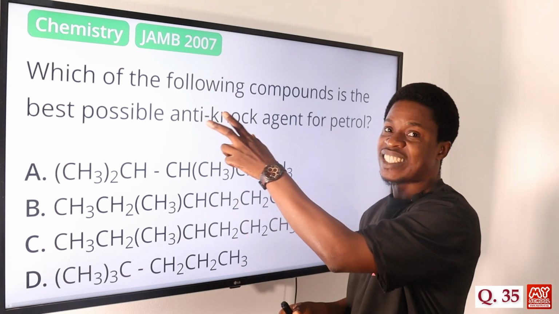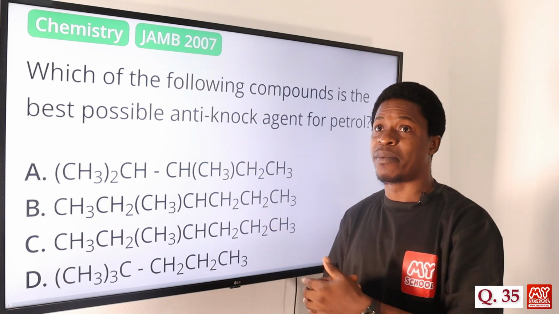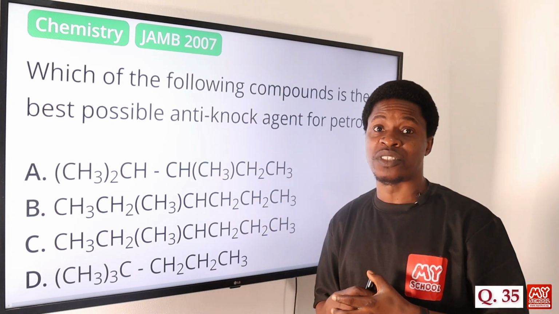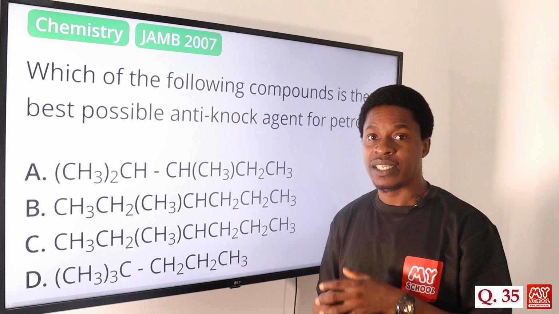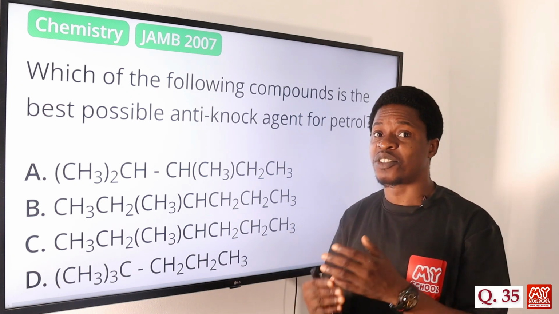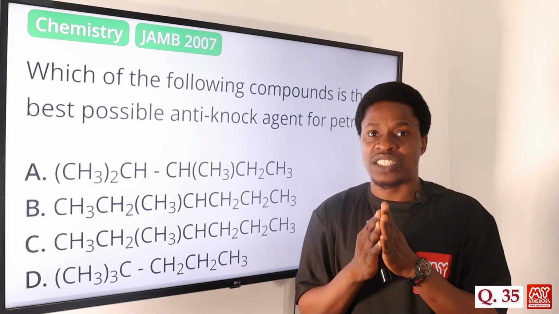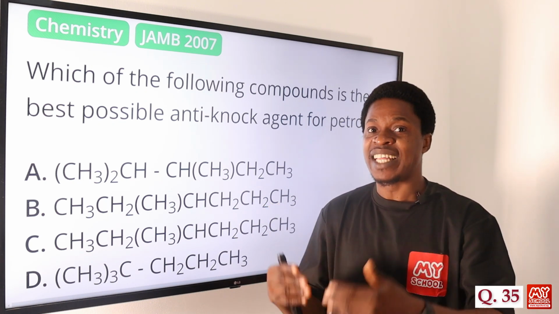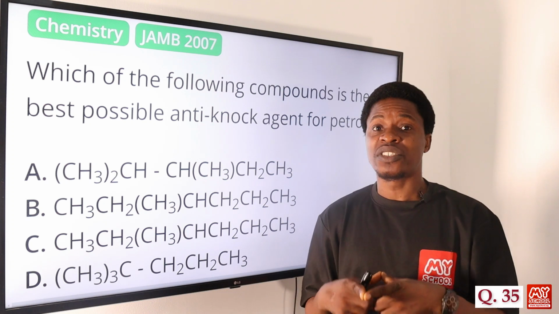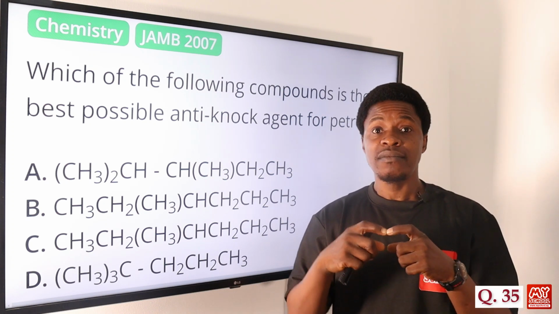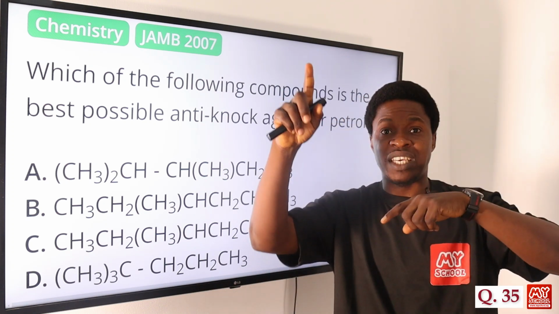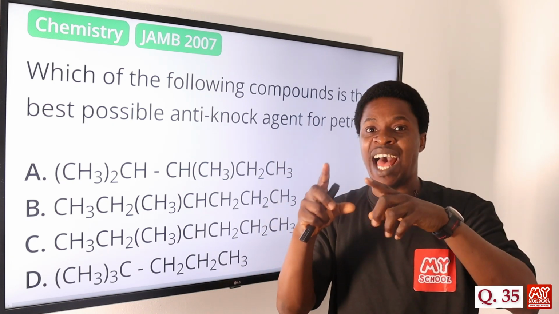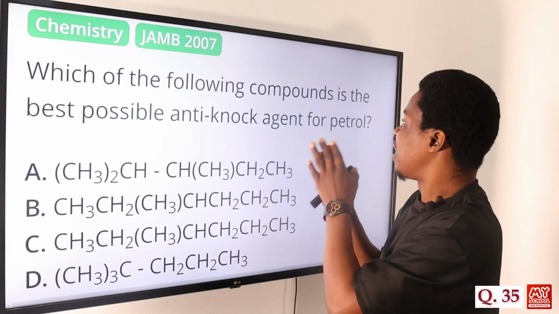That's why we call it anti-knocking. Usually, if you're familiar, the old one that was used was 2,2,4-trimethylpentane. That's what it used to be because of the number of branched chains, which usually improves the anti-knocking rate. So those hydrocarbons that have many branching substituents attached to them are more possible anti-knock agents for petrol.